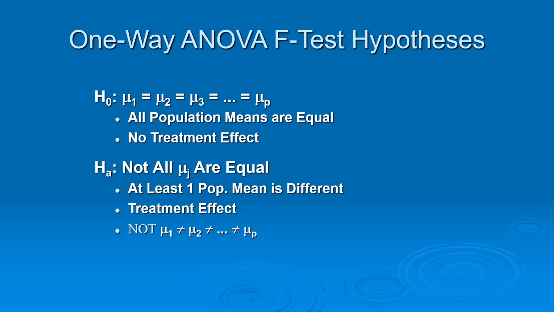The null hypothesis states that all population means are equal. The alternative hypothesis states that at least one population mean differs from the rest. This specifies that there is a difference somewhere. It doesn't specify for which groups we expect the difference or in what direction. Therefore, we cannot say that the mean of group 1 is not equal to the mean of group 2, not equal to the mean of group 3.